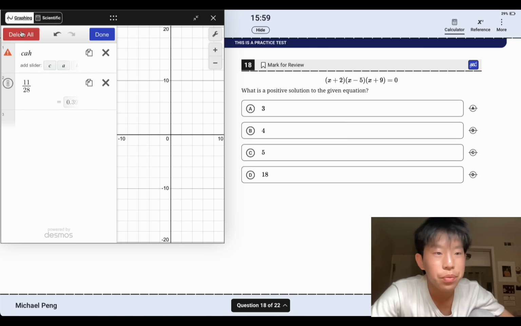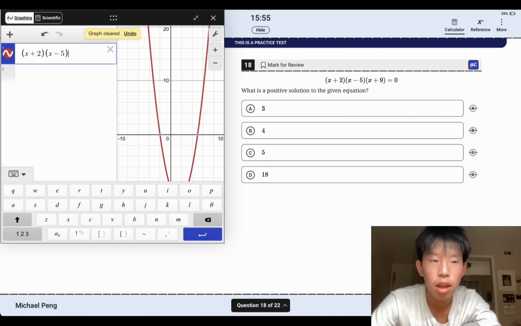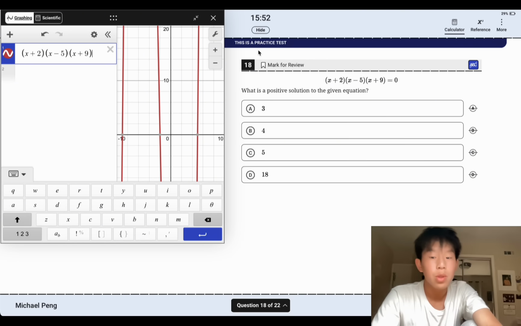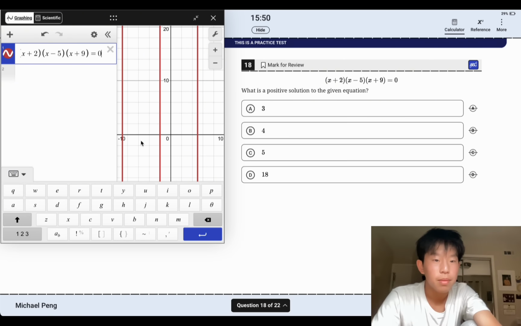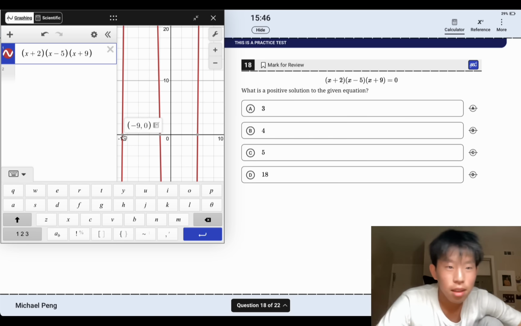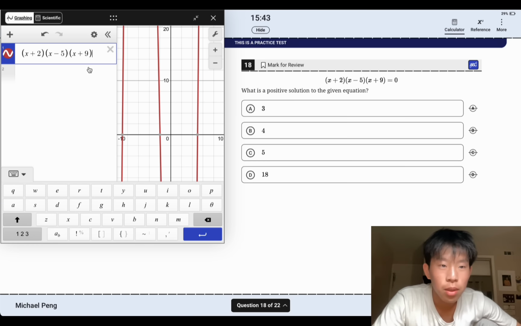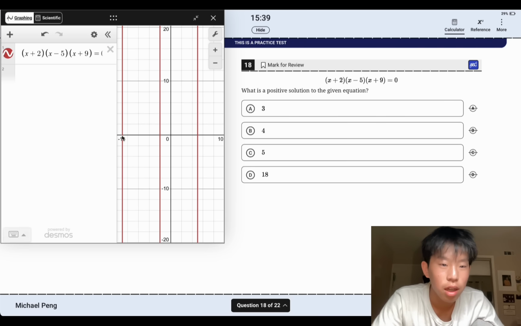Next question. X plus 2, x minus 5, x plus 9. So what I'm doing is I'm just writing it down. Oh, you see how the equal sign made my life hard? I'm just going to remove the equal sign. Buddy really thought I was going to put the equal sign on the SAT. Instant replay. You see how it doesn't have that nice little circle I can click?